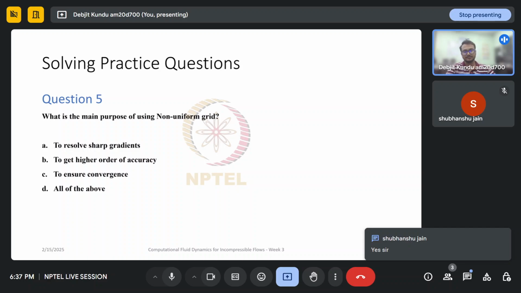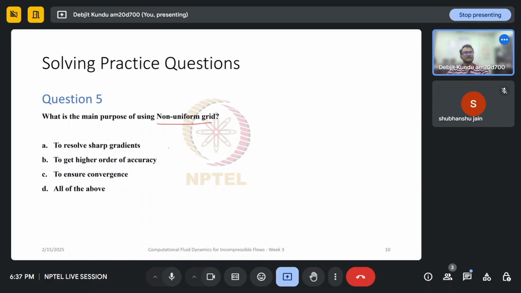We'll move on to question number 5 now, which is asking us what is the main purpose of using a non-uniform grid? Is it option A, to resolve sharp gradients, option B, to get higher order of accuracy, option C, to ensure convergence, or option D, all of the above.